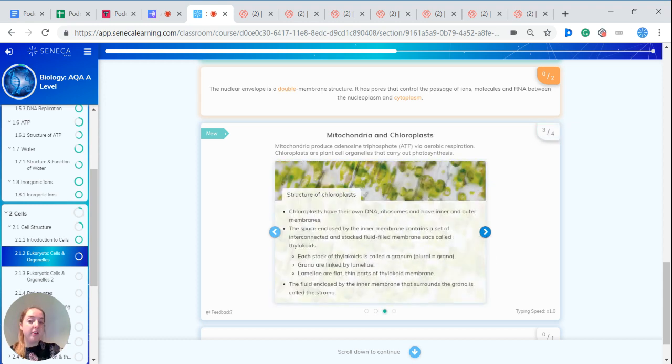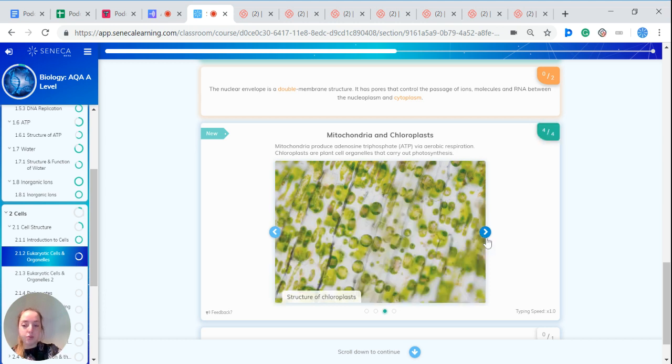So now let's have a look at some chloroplasts. Chloroplasts have their own DNA, ribosomes, and have an inner and outer membrane. The space enclosed by the inner membrane contains a set of interconnected and stacked fluid-filled membrane sacs called thylakoids. Each stack of thylakoids is called a granum, and these grana are linked by lamellae. Lamellae are flat, thin parts of the thylakoid membrane. The fluid enclosed by the inner membrane that surrounds the grana is called the stroma.